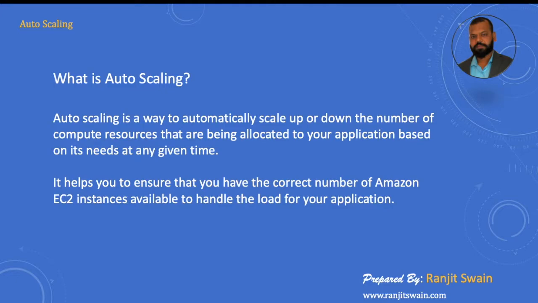Autoscaling is a way to automatically scale up or down the number of compute resources that are being allocated to your application based on its needs at any given time. It helps you to ensure that you have the correct number of Amazon EC2 instances available to handle the load for your applications. Whatever the loads you have, it does not matter, it will handle automatically. It ensures that you always have the required number of EC2 instances available for your applications.